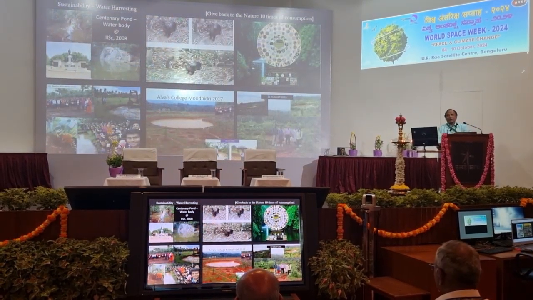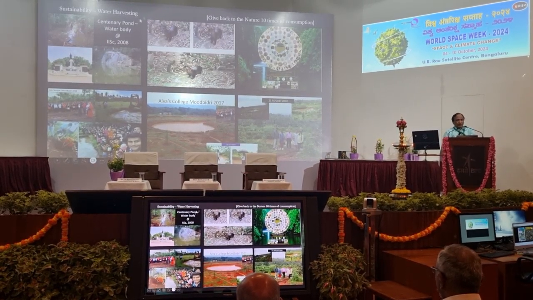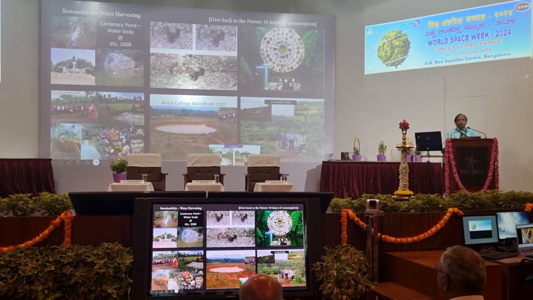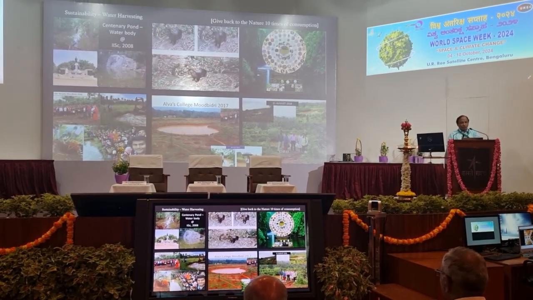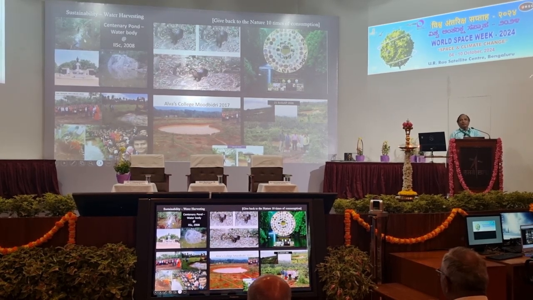Now, I'll come to the last part of my talk. What else I have done. This is the water body I have created in the campus which stores 10 lakh liters of water, which incidentally is also the water chemistry lab for my students to work on biofuels.